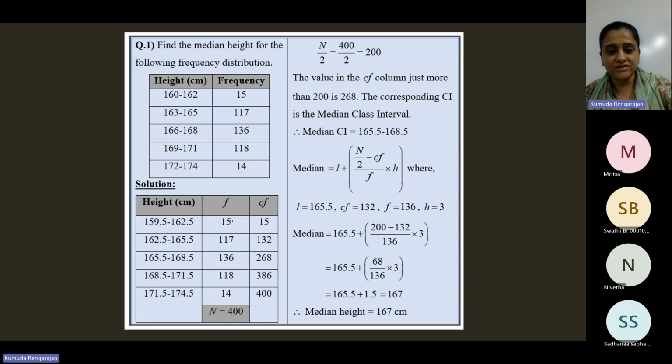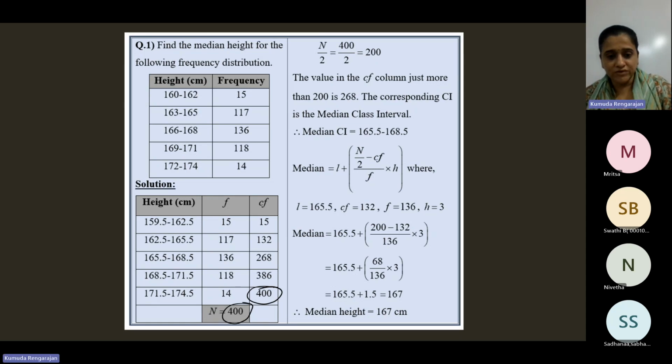We'll see that again. Write this as it is, 15 as it is. Now this 15 plus 117, write that answer here. Now this answer 132 plus 136, write that result here. Now this result 268 plus 118, write that result here. Now this one 386 plus 14, 400. Now you will notice that the total of the frequency column will always be equal to the last cumulative frequency. The last cumulative frequency and the total of the frequency column should be the same.